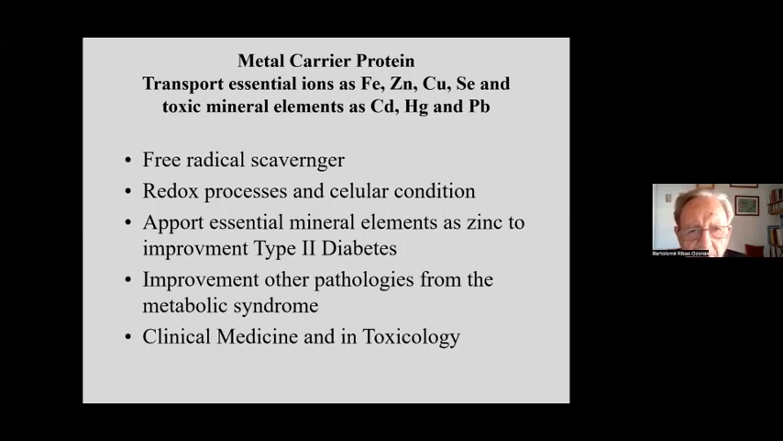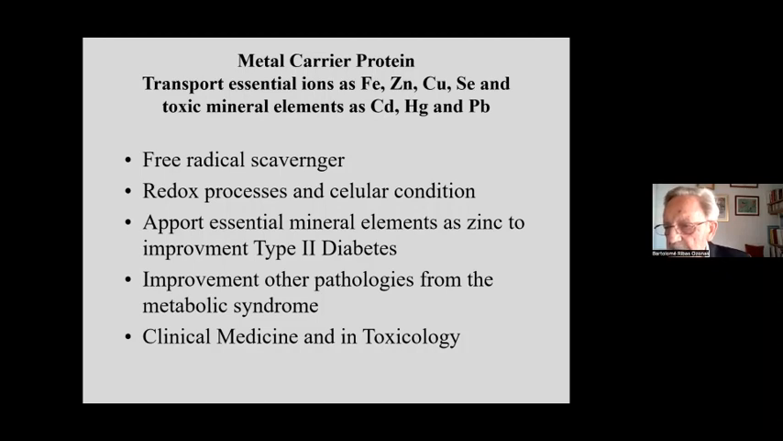and other microelements, and also cadmium, mercury, and lead. The great reducing capacity of the thiol group, the SH group of cysteine of metallothionein, has important roles as a reducing agent inside the cell, as a free radical scavenger, in redox processes and cellular redox condition, and in improvement of type 2 diabetes and metabolic syndrome pathologies in clinical medicine and in toxicology.